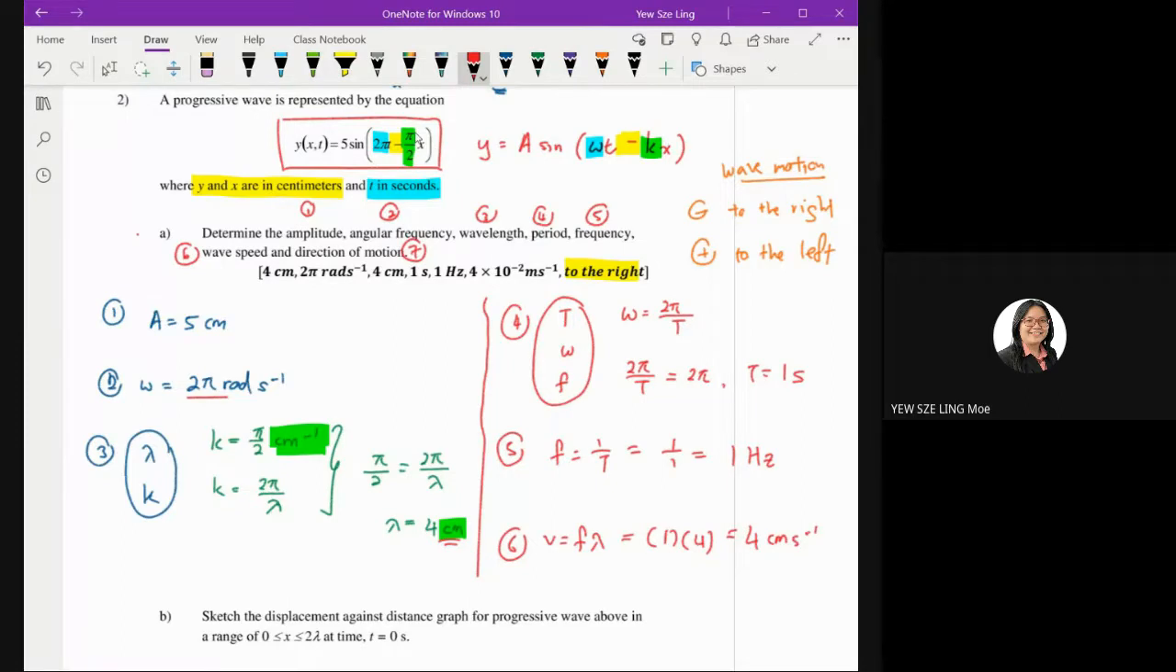At different time and different distance, you have different values of Y. Y changes with X, Y changes with time.